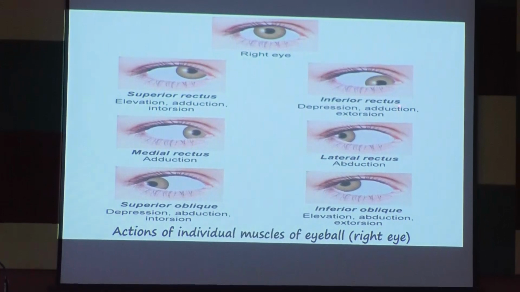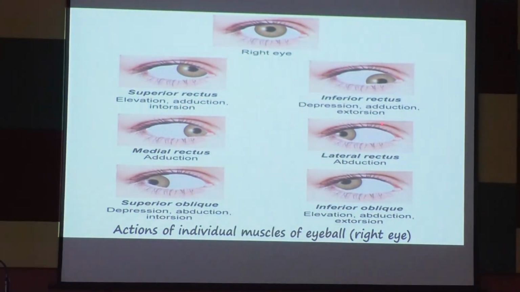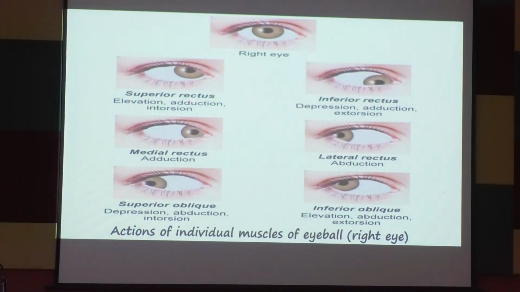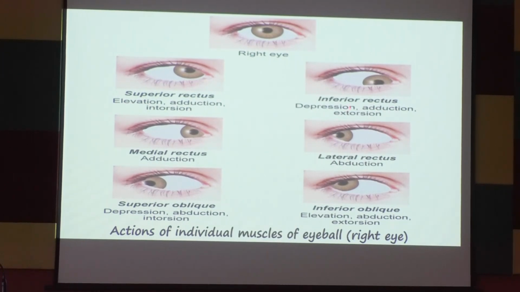Superior rectus causes elevation, adduction, intorsion. Inferior rectus is causing this depression, adduction, extorsion. Both are causing adduction. This is elevation, this is depression, here is intorsion, here is extorsion. Then medial rectus is causing sole adduction, only adduction is done by it. Lateral rectus is causing only lateral abduction.